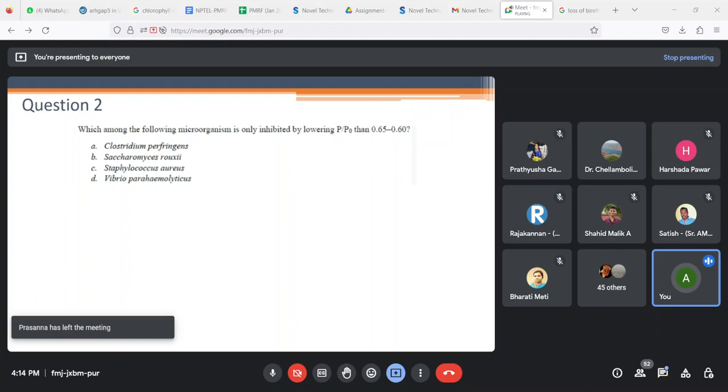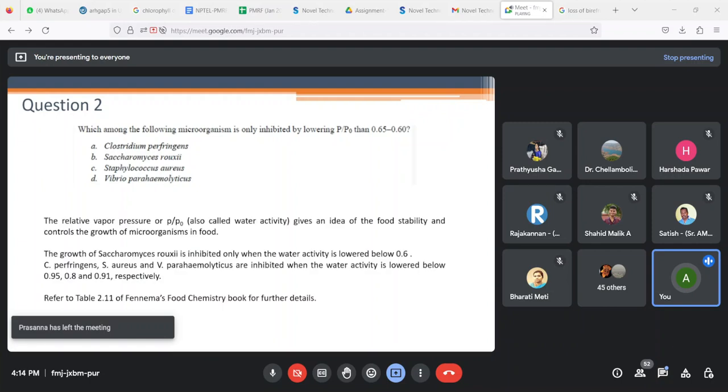So what we generally do to ensure proper storage of food is make sure that the water activity in the food is drastically reduced. When we reduce the water activity, the amount of water in the food reduces and the microbes become dormant. We do not kill the microbes, we only make them dormant, which is why it is preferred to have a low water activity in foods. So P by P naught is actually the water activity in the food that will give us an idea about the food stability and the growth of microorganisms in the substance.